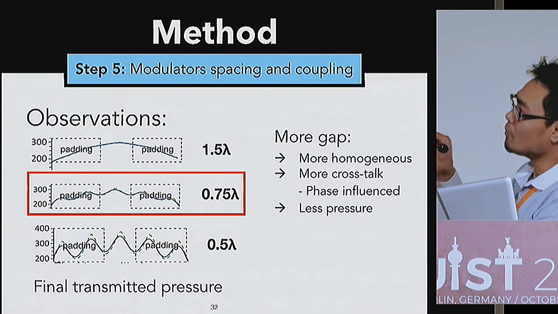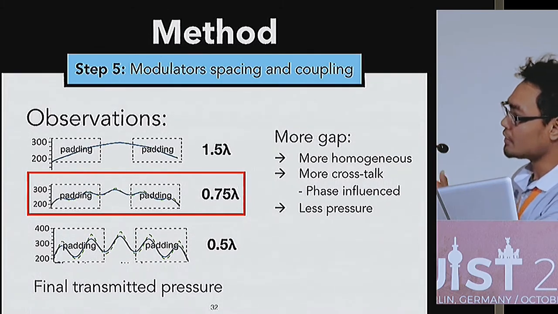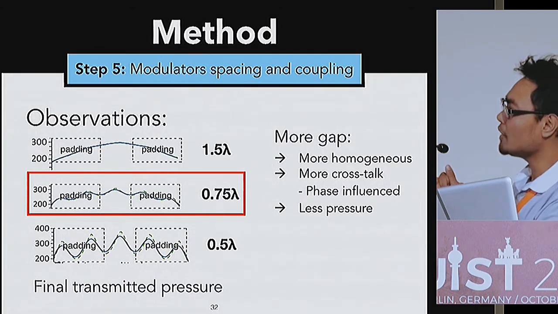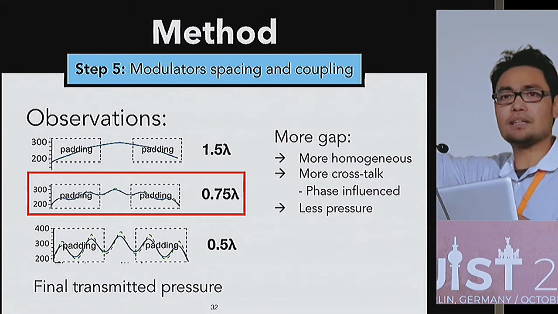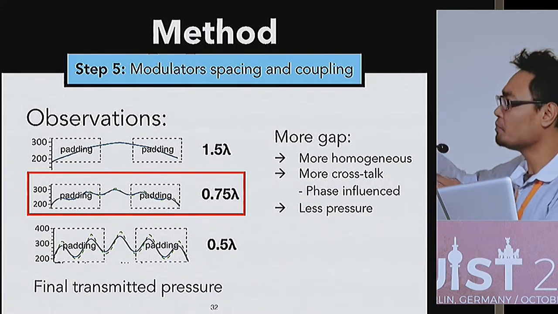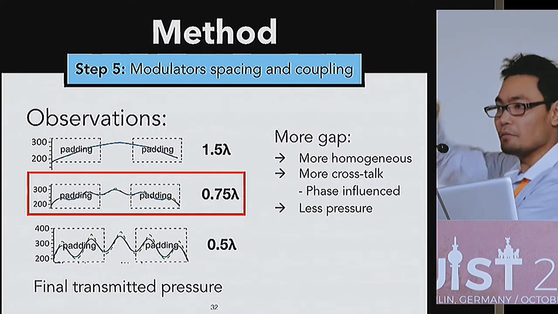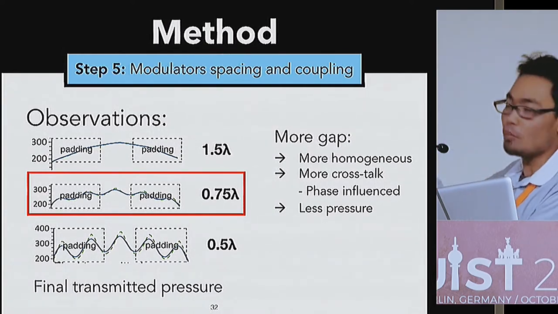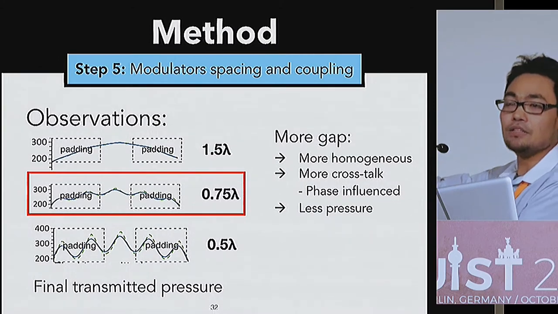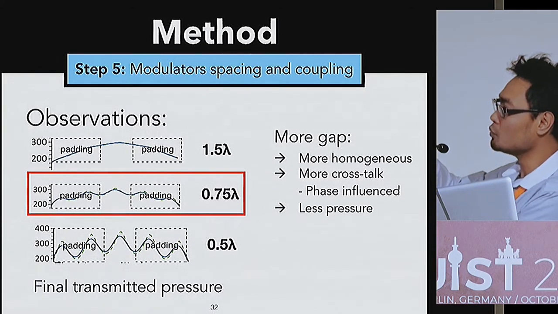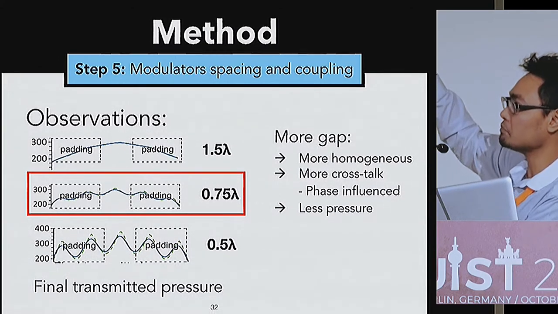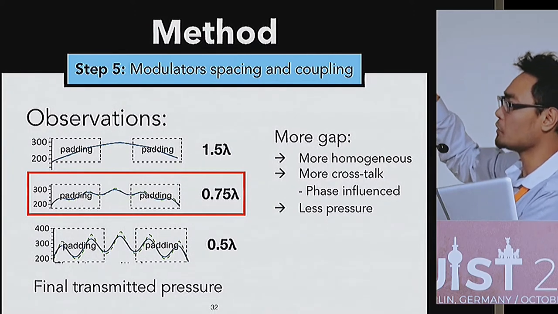Okay, so we did some observations, and we found that if you refer to 0.5 lambda, you'll see this bumpy final transmitted pressure, which is not really good, it's not homogeneous. But the further you go with the displacement, the more homogeneous it is, but there's an interplay between them. So if you go beyond about 0.75, you cannot get homogeneous.